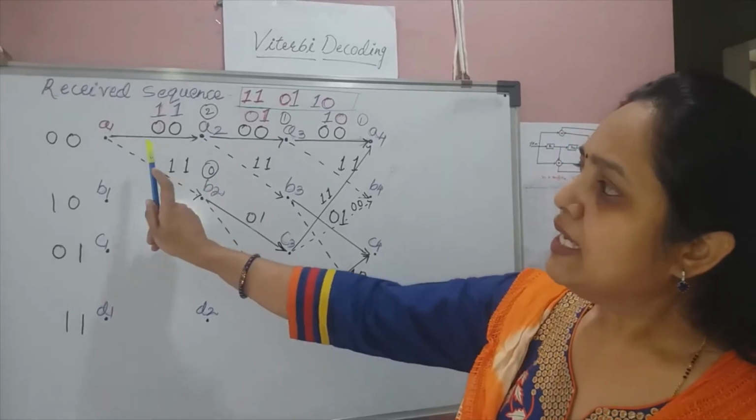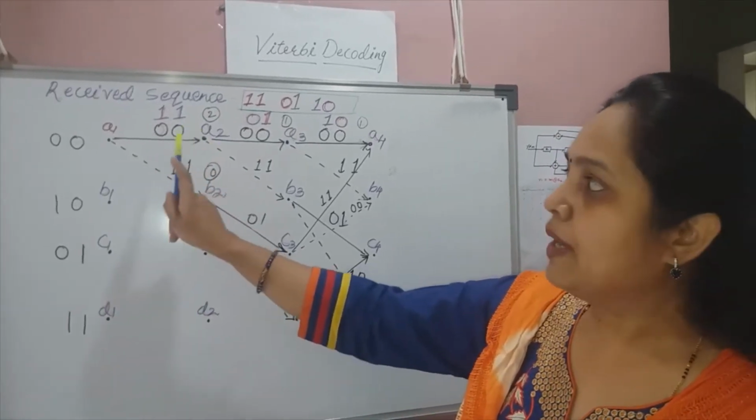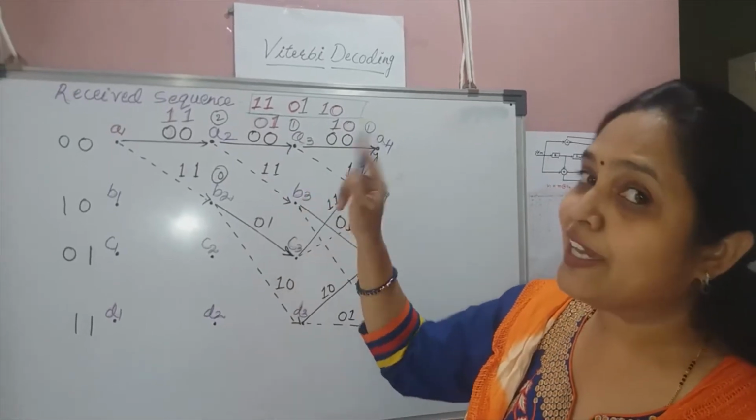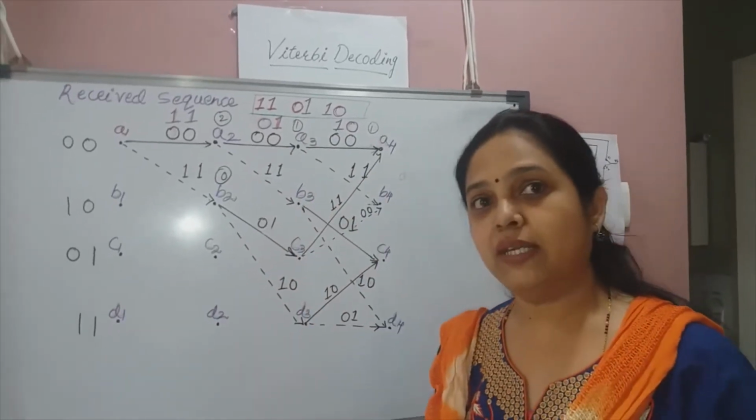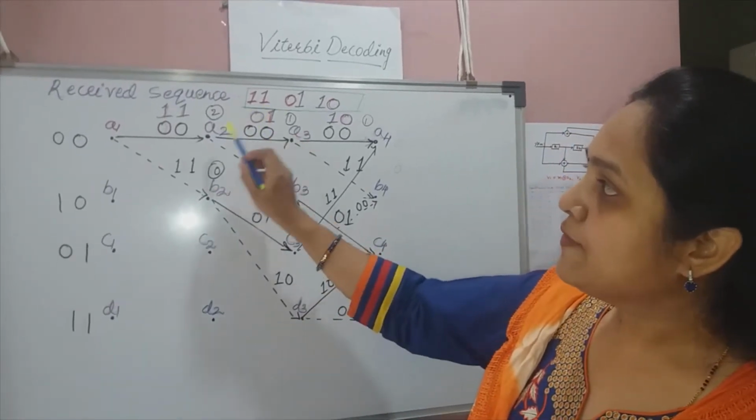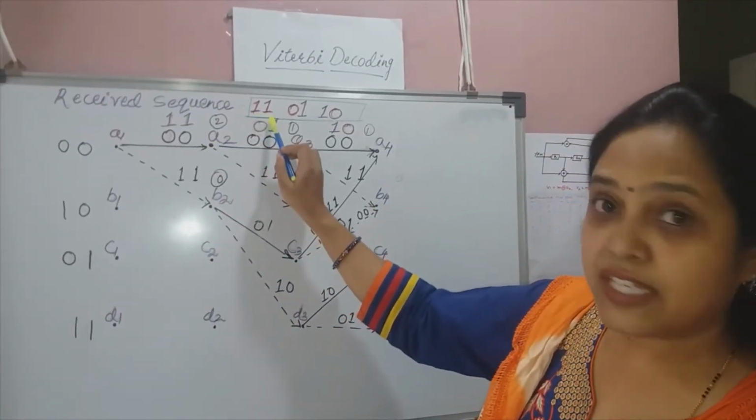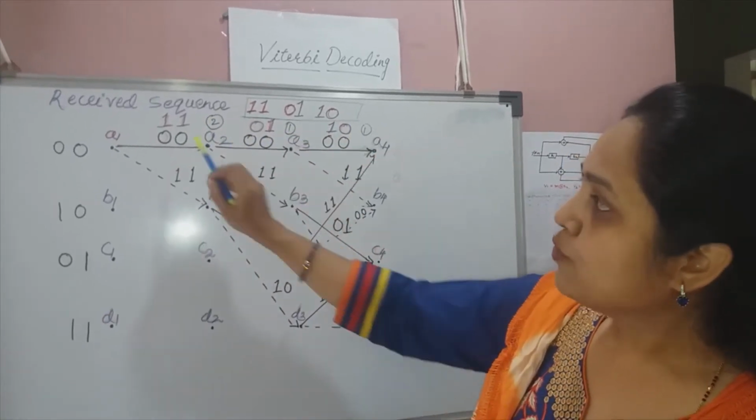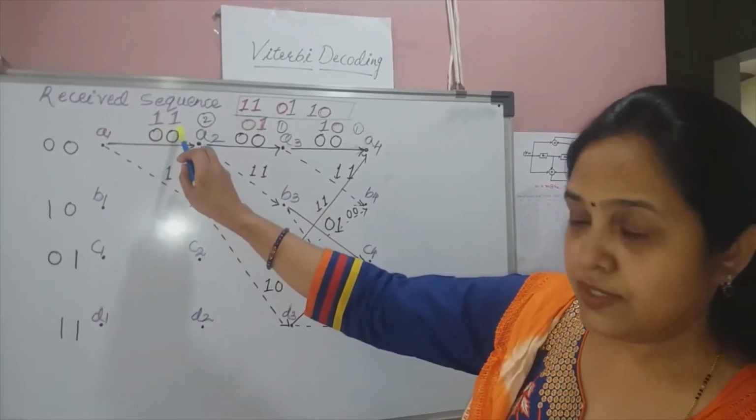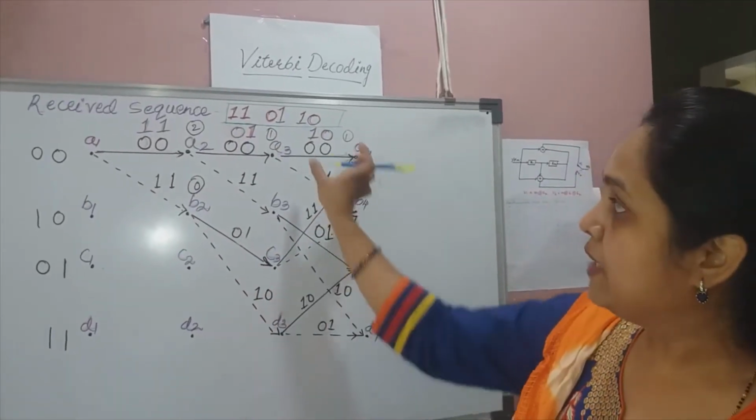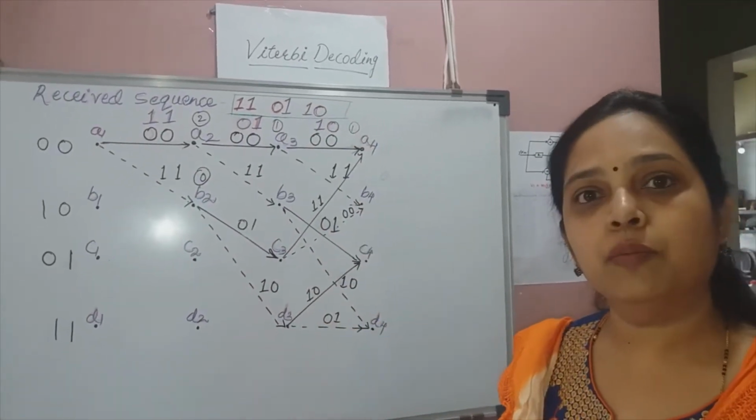You can see that on the trellis diagram above the arrows the standard outputs are written, which we had already discussed during the state tables and state diagram. Now we have to write the received sequence groups above the trellis diagram. So we have written 1 1 here, 0 1 in the second column of the trellis diagram, and 1 0 in the third column of the trellis diagram.